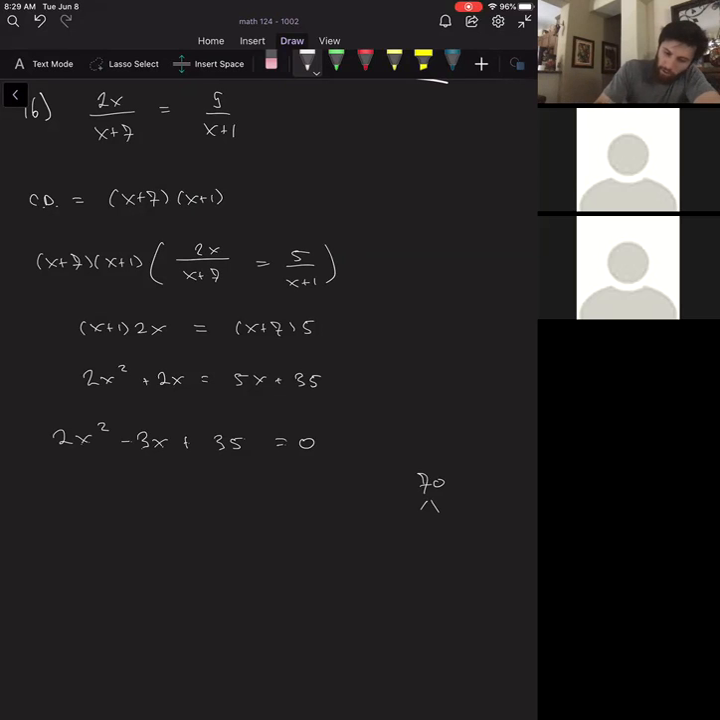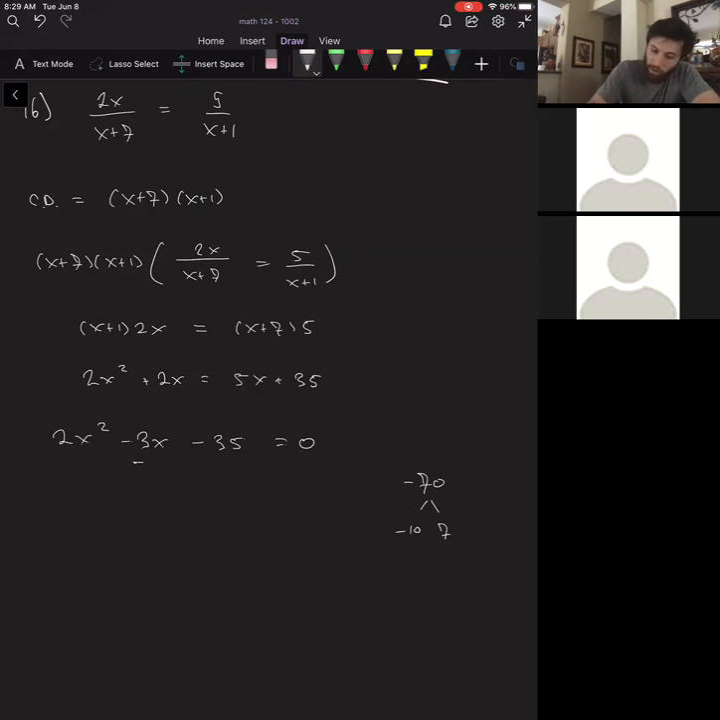We made a little typo here. This is a minus 35. We had a plus 35, we subtracted over to the left-hand side, so now it's a minus 35. So we need to multiply up to minus 70 and add up to minus 3. So that's going to be minus 10 and 7. So minus 10 times 7 is minus 70, and then we add those together, we get minus 3, which is that middle number.